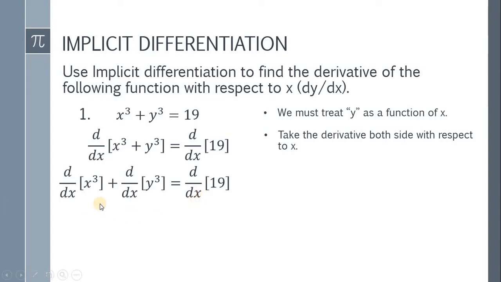Now, yung derivative ng x cubed with respect to x ay napakadali. Ito ay 3x squared lang. Yung derivative of 19 with respect to x, since yung 19 is constant, ito ay 0. Now, yung problem is paano natin kukunin yung derivative of y cubed with respect to x? Wala namang variable x dyan. Now, dito natin ngayon gagamitin yung sinabi ko kanina na we must treat y as a function of x.